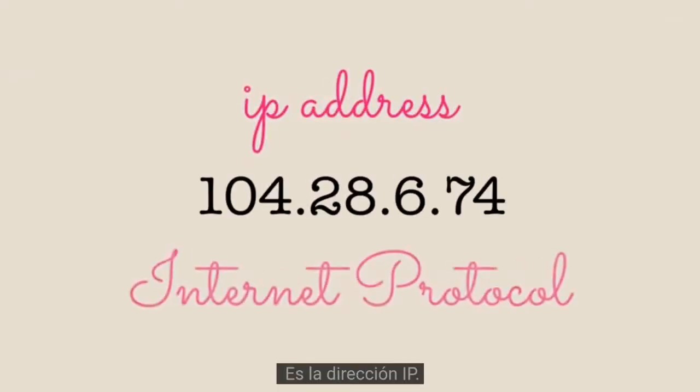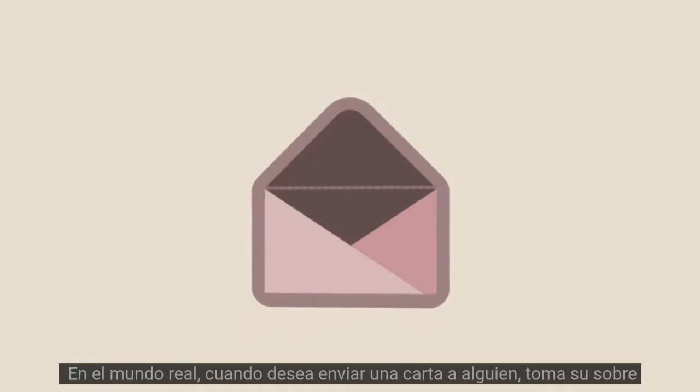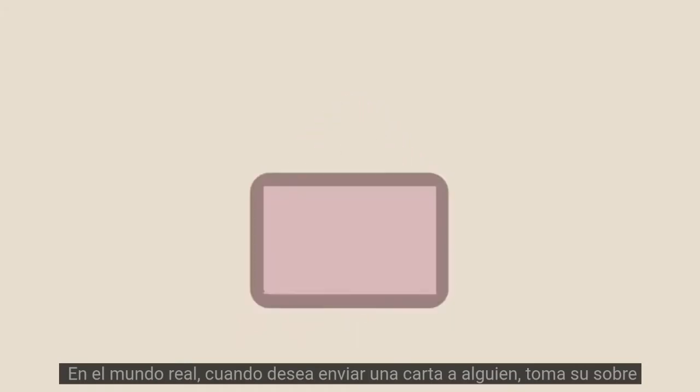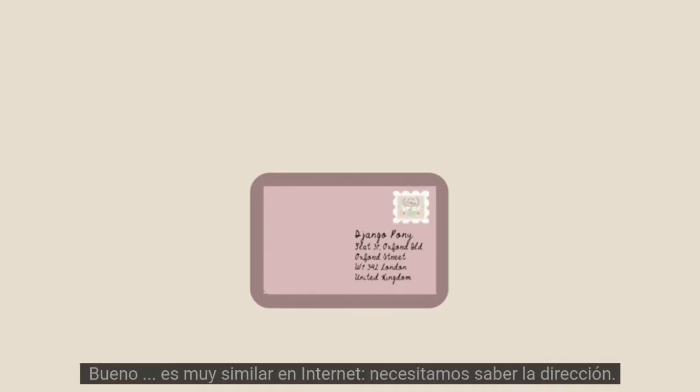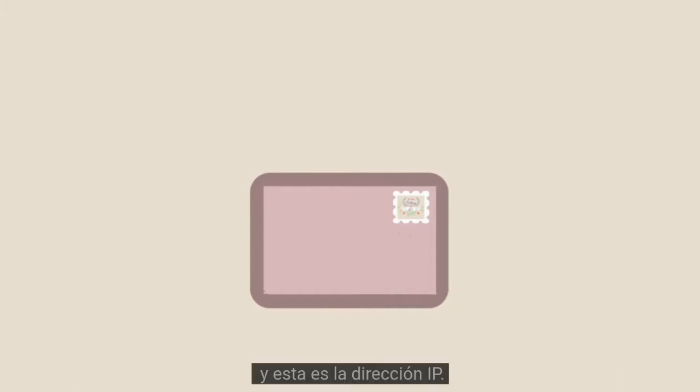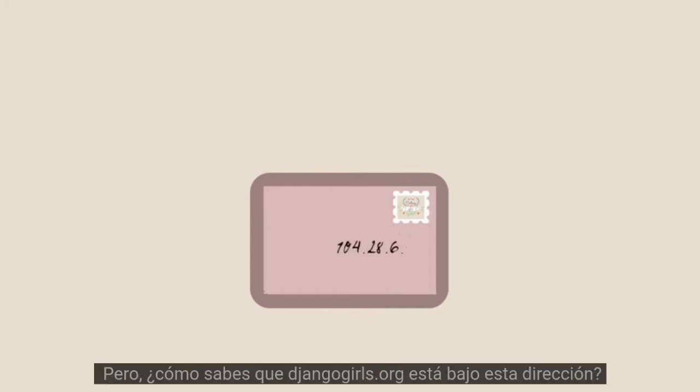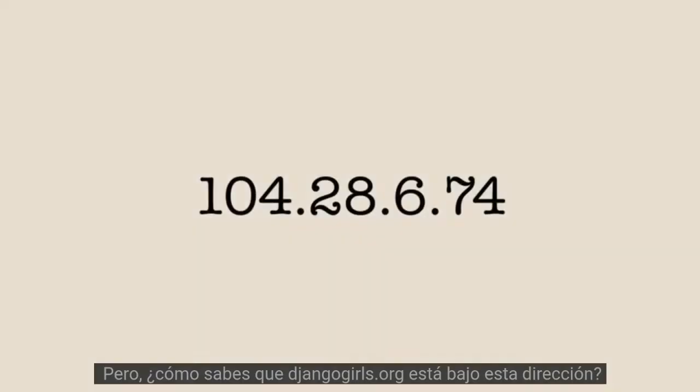It's an IP address. In the real world, when you want to send a letter to someone, you take your envelope and put the address of the person on it, so it's delivered to the right person. Well, it's very similar on the internet. You need to know the address, and this is the IP address. But how do you know that djangogirls.org is under this address?